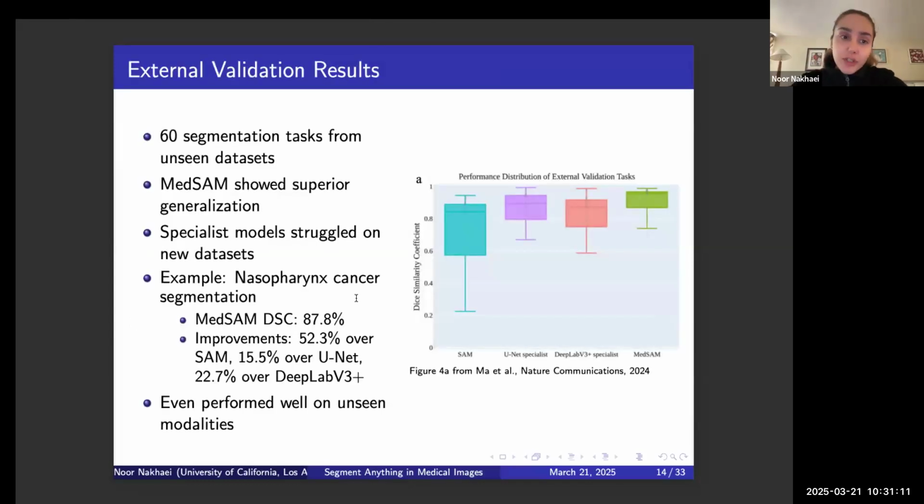For external validation, they had 60 segmentation tasks from unseen datasets.